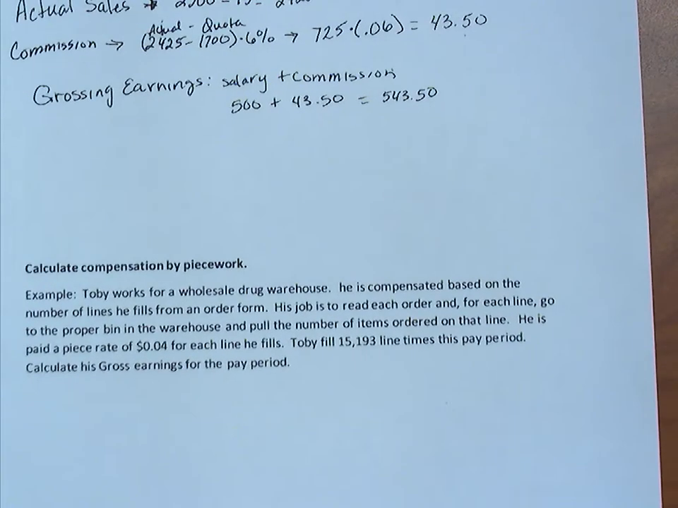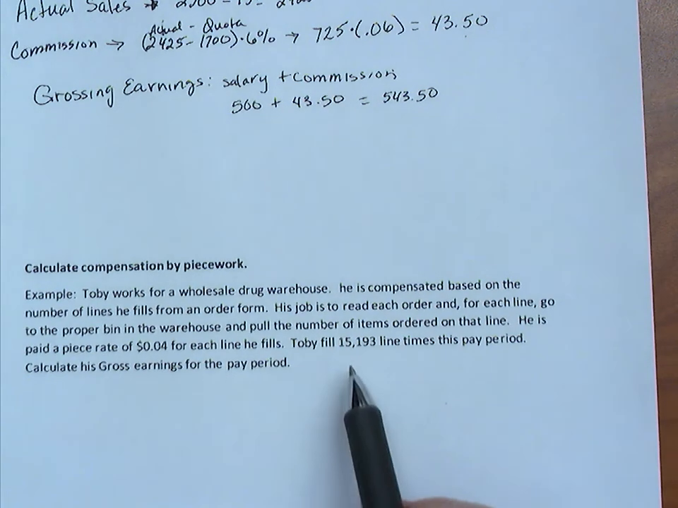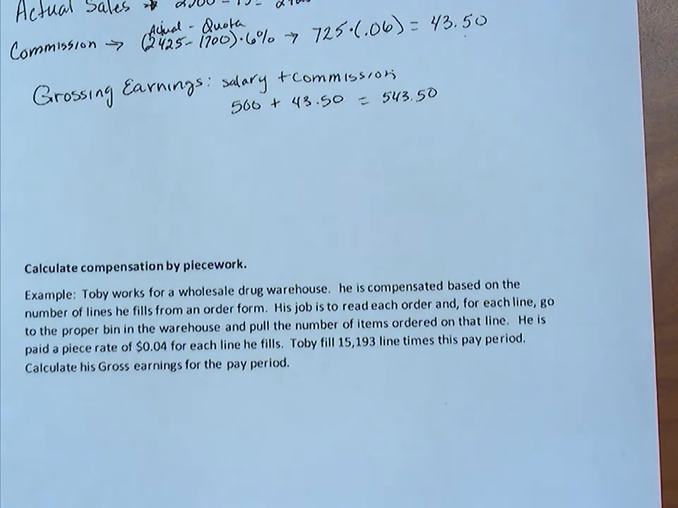So Toby works for a wholesale drug warehouse. He is compensated based on the number of lines he fills from an order form. His job is to read each order and for each line go to the proper bin in the warehouse and pull the number of items ordered on that line. He is paid a piece rate of 4 cents for each line he fills. So he filled 15,193 lines this pay period. So how much did he make?